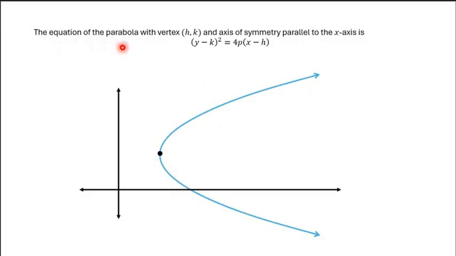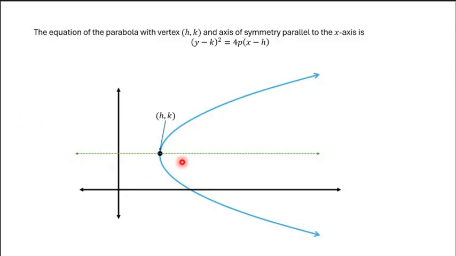So the equation of the parabola with a vertex (h, k) and an axis of symmetry parallel to the x-axis is (y − k)² = 4p(x − h). So that's the standard form of a parabola that opens either to the right or to the left. The vertex is that point (h, k), and you can get those numbers from the equation. And the axis of symmetry would just be the horizontal line, in this case, y = k.